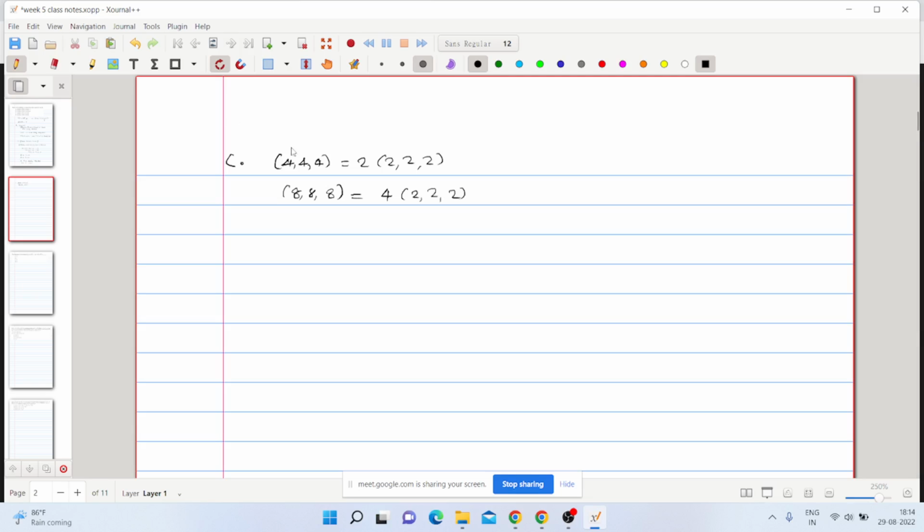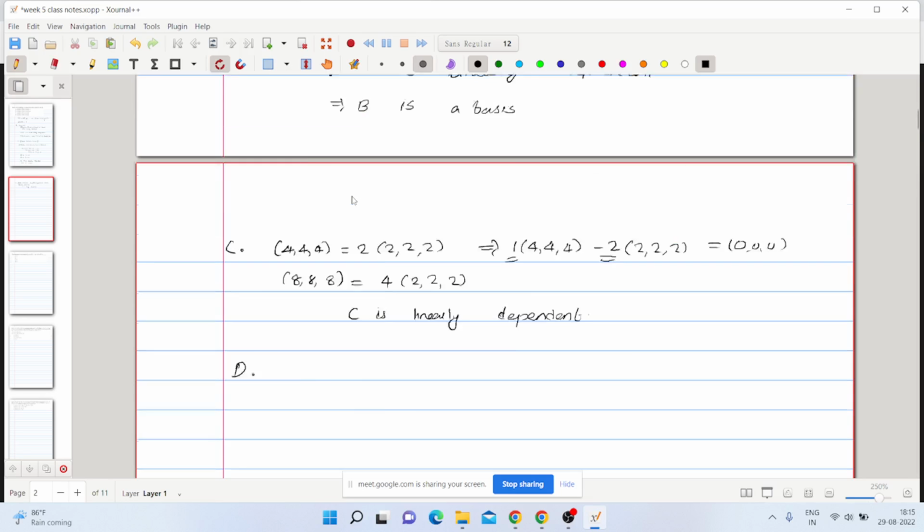So what this means is (4, 4, 4) minus 2 times (2, 2, 2) equals (0, 0, 0). That is, we have written the 0 vector as a linear combination of elements of C with non-zero coefficients. This minus 2 is non-zero, and here 1 is also non-zero. So C is linearly dependent. So it cannot be a basis.